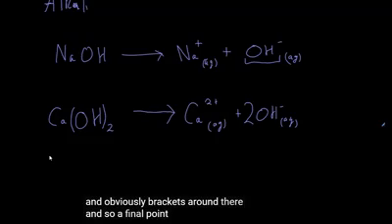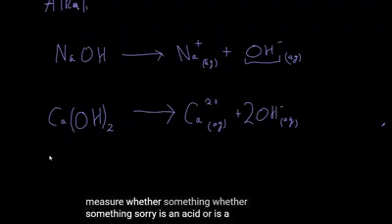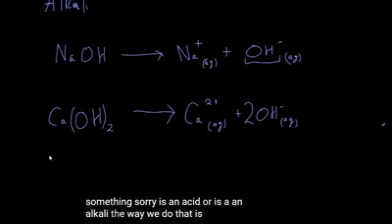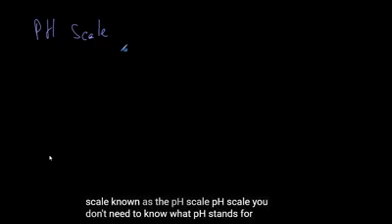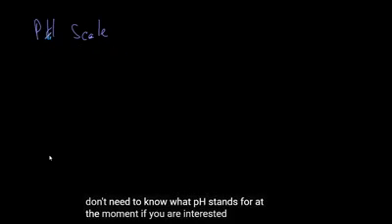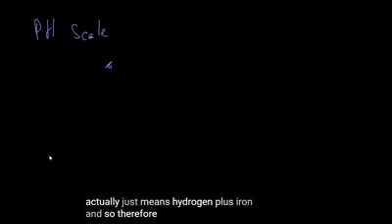And so a final point is, how do we measure whether something is an acid or is an alkali? The way we do that is we have a scale known as the pH scale. You don't need to know what pH stands for at the moment. If you are interested, this H actually just means hydrogen plus ion. And so, therefore, hydrogen plus being from an acid, we can measure whether something is an acid or whether it's not an acid, like that.